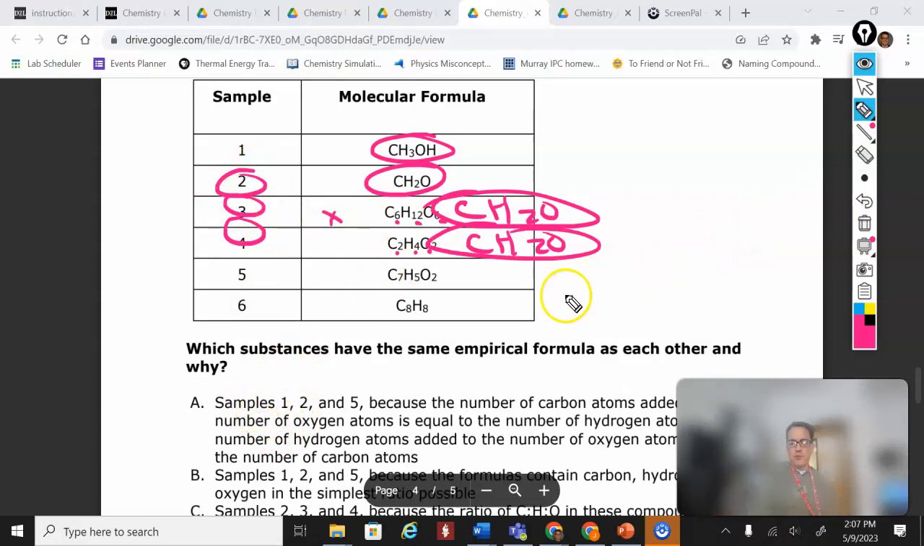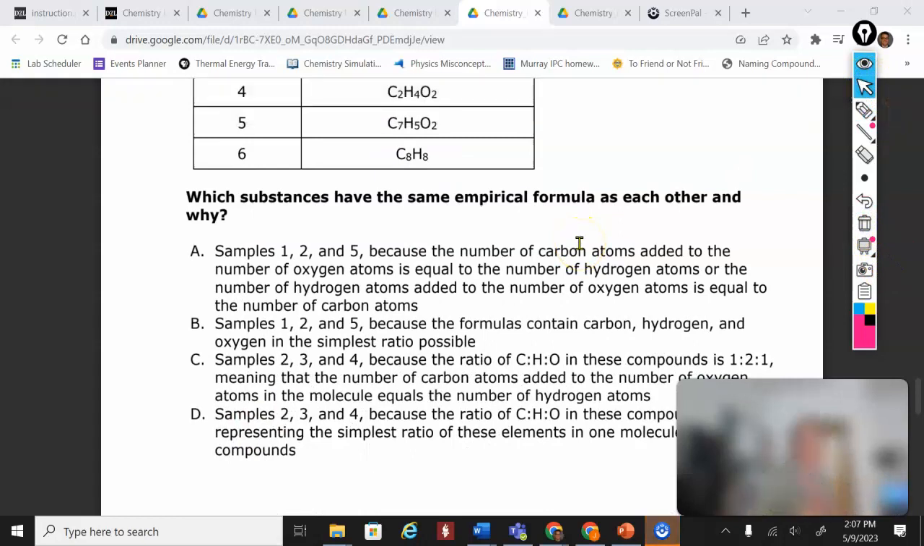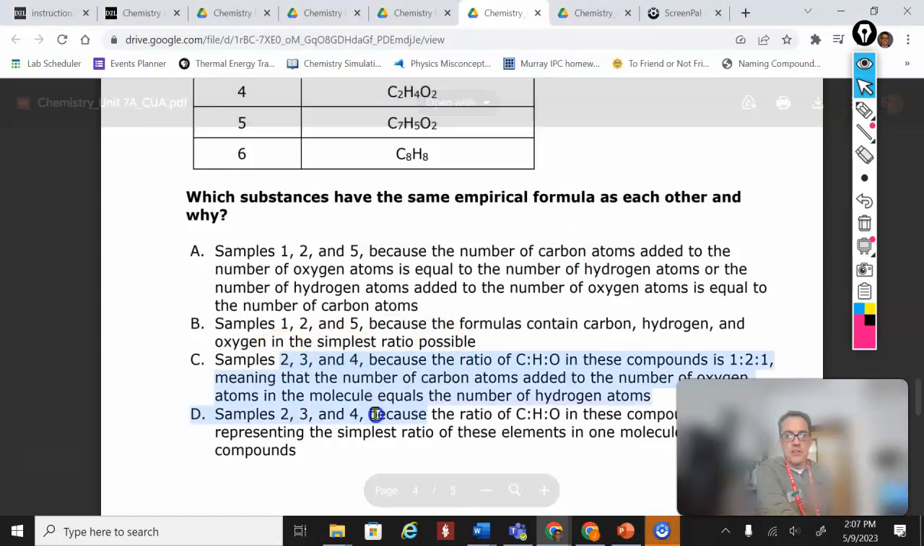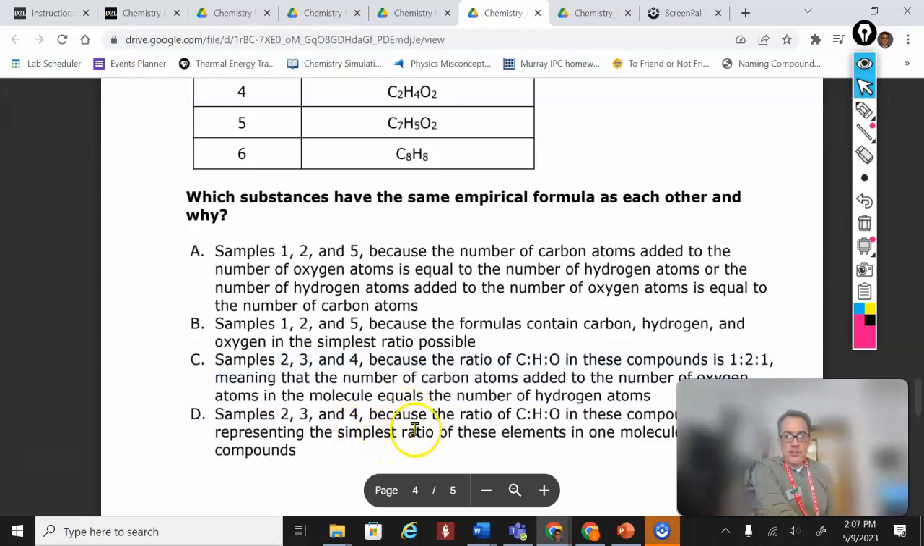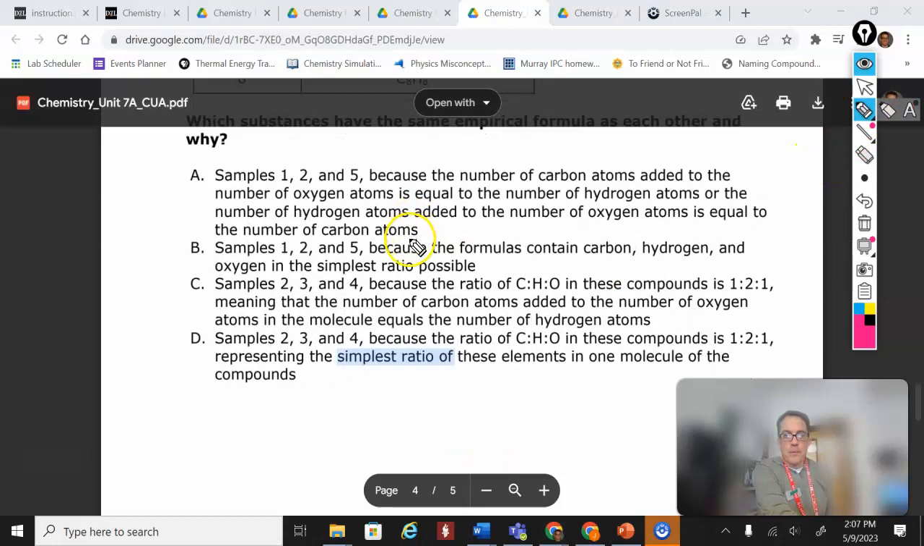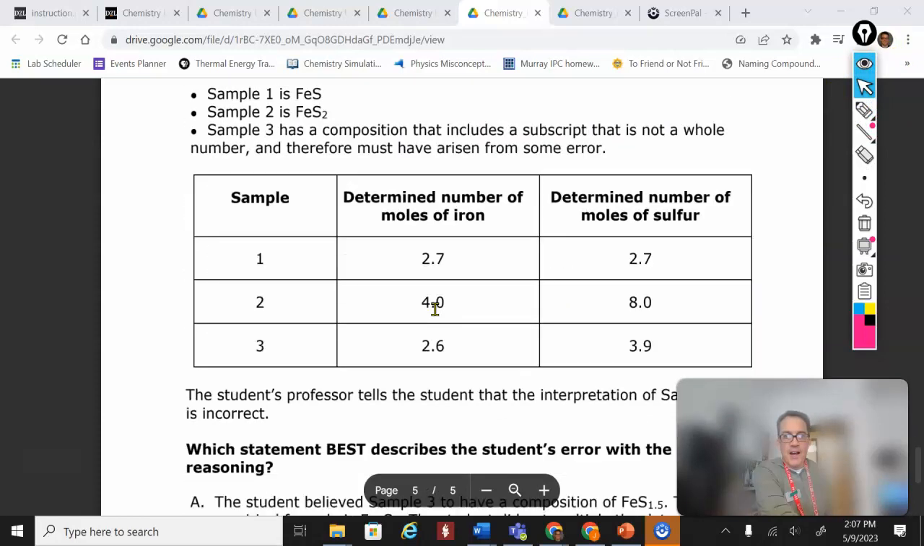And the reasoning why is because they're going to be able to simplify down into similar ratios. And so the best answer for this one is going to be D because of the reasoning. So C and D both have the same right answer. The reasoning on D is a little bit better because the simplest ratio is going to be 1 to 2 to 1. And is that it? Nope, one more.